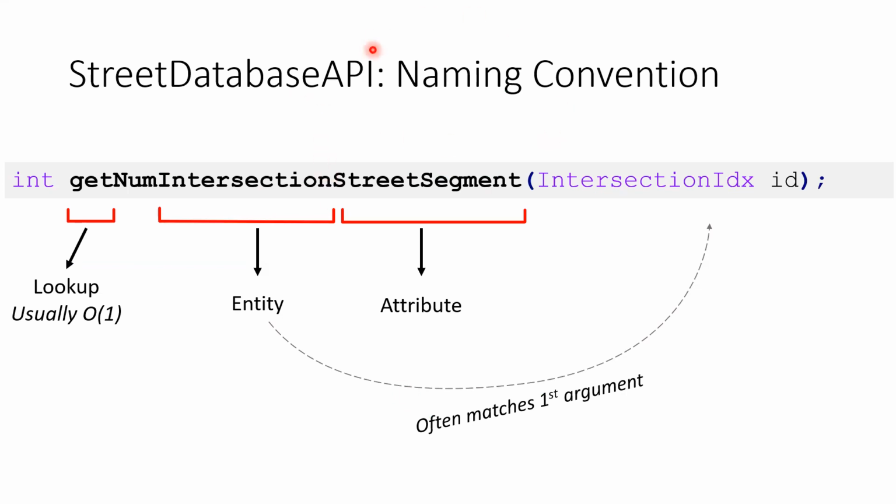The naming convention of the street database API should be consistent. The get means that you are looking up for something. Usually it's O(1) time. Non-street intersection is the entity that we are looking at. Street segment is the attribute that we are getting. So we are looking at the intersection and getting the number of street segments. And this naming convention should be the same for all of the functions.